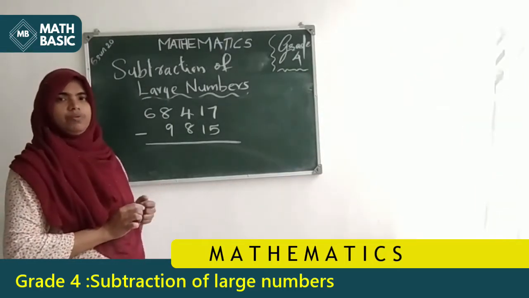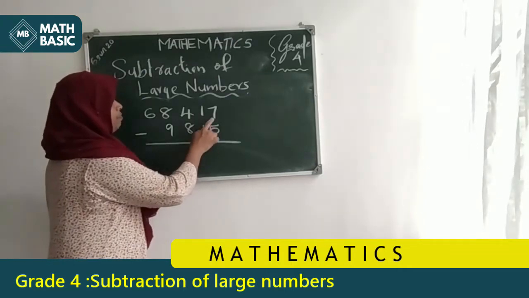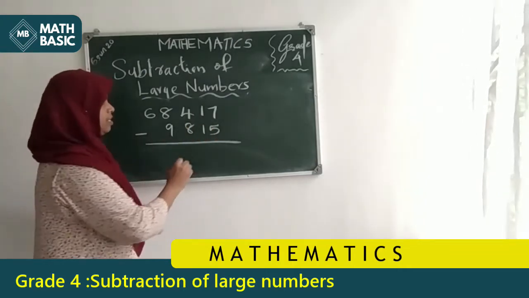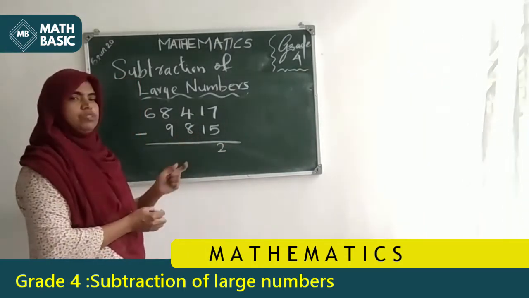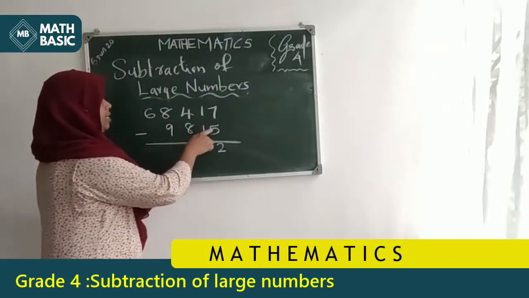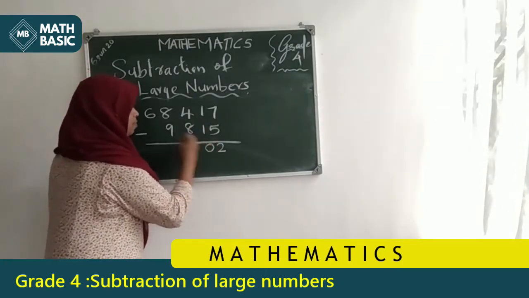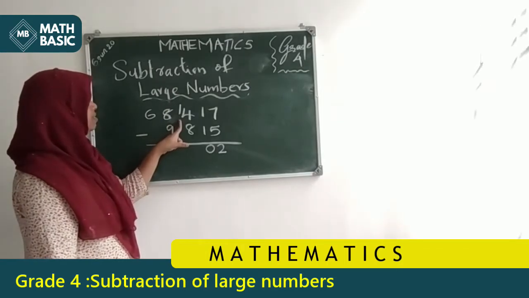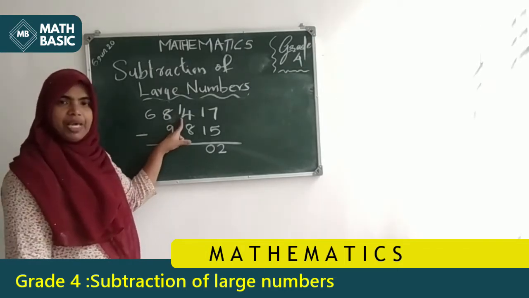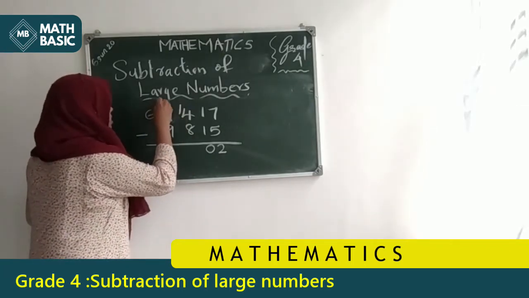Shall we do it now? Listen to the board. Subtract 5 from 7. What is the answer? 2. This is the easiest method that you can use for subtraction. That is 2. 1 minus 1 is 0. See here, make the 4 become 14. Then this 8 became 7.